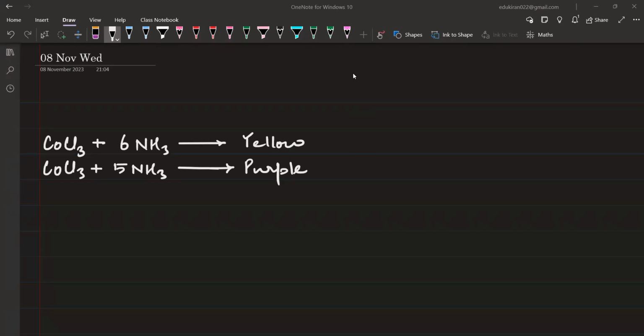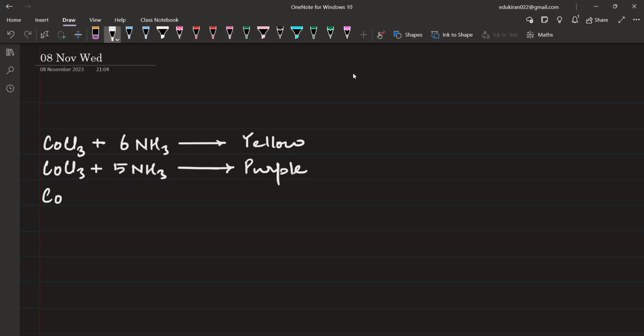So I was saying that it started with a few experiments done by Werner. His full name was Alfred Werner. When he reacted cobalt chloride with 6 ammonia molecules, he got a yellow color compound. But when he just changed the ratio of ammonia, it did not happen that he got less product. Rather, he got a different product, which was purple in color.